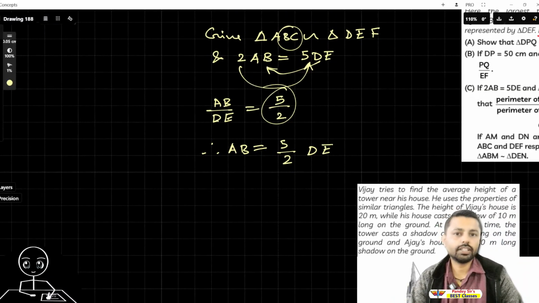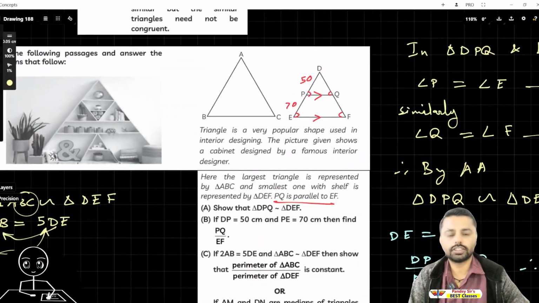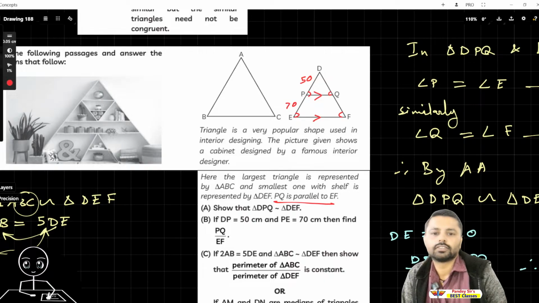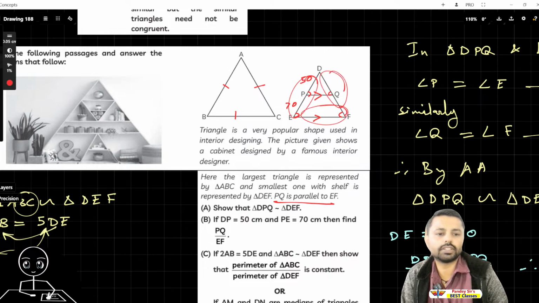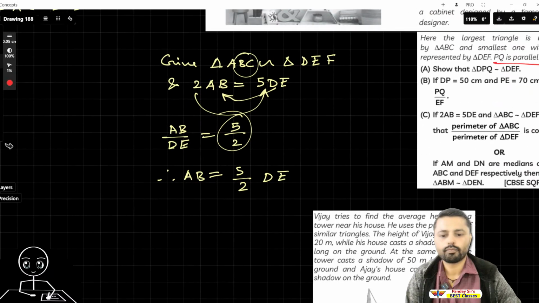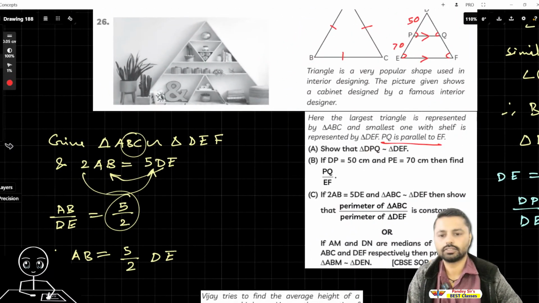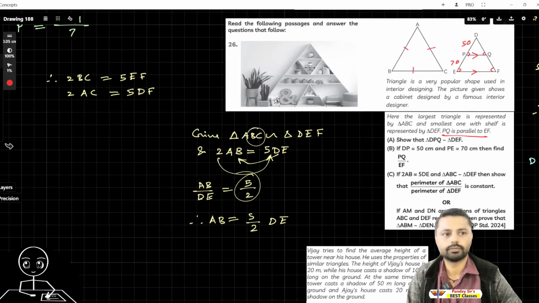What is the perimeter? Perimeter is the sum of all three sides. So if we add these all three sides, this side plus this side plus this side. Again this side plus this side plus this side. What will we get? Where to write? There is no space. I'll create space for you.